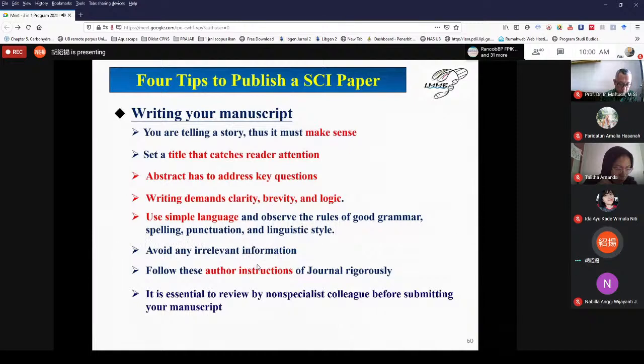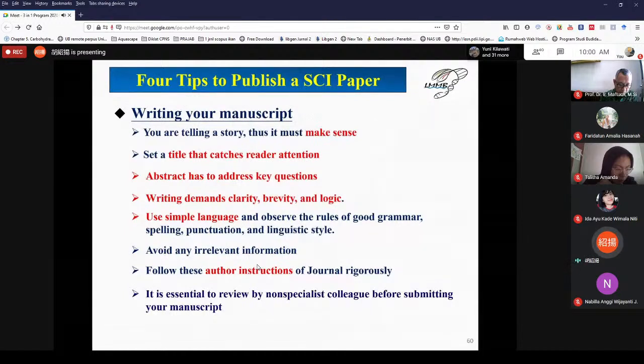So we need to make sure you have only one chance. One chance: once you submit, you only have one chance. So you should make sure your manuscript is well done.